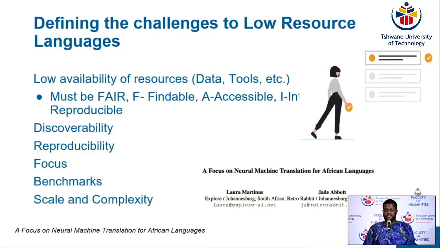Right, so we tend to then think about this, like now we have to think about low resource languages in our side in computing. So they have low availability of resources, the data, tools. And when people say these tools are available, they must be findable. There's these FAIR principles: findable, accessible, interoperable and reproducible. So people just saying the tools are available, for me, I never believe them. Until I can go and find the thing that you've described to me, it doesn't exist.